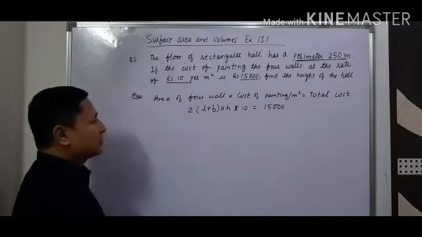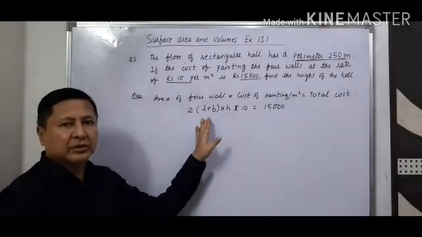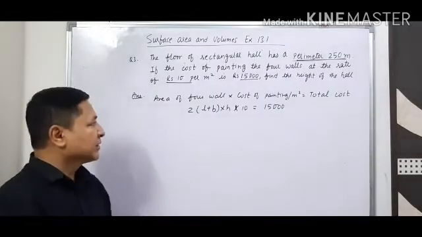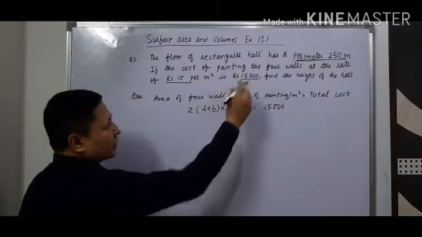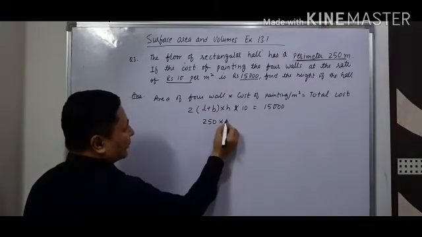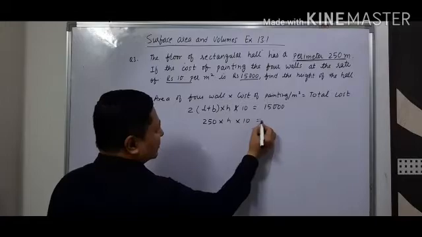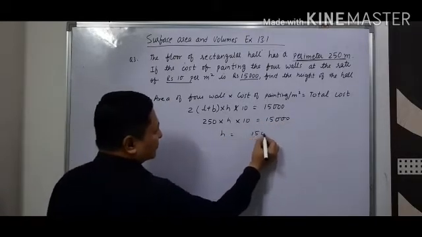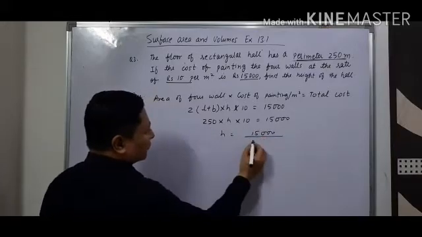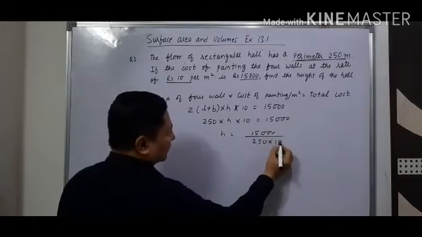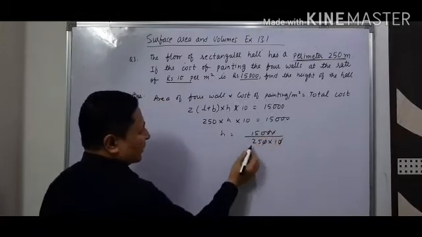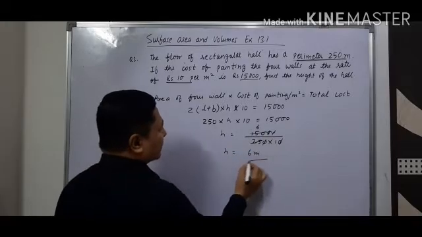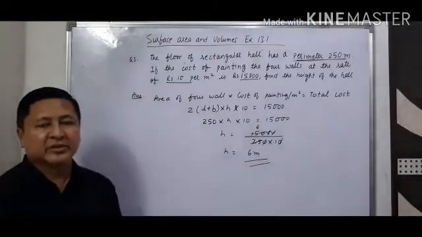And here 2(L plus B) is the perimeter of a rectangular hall. You have studied in the lower class that the perimeter of a rectangle is 2(L plus B). So the perimeter is given as 250 meter, into height, into 10, is equal to 15,000. So H is equal to 15,000 divided by 250 into 10. We'll cancel the zeros, 2 zeros, and 25 sixes are 150. So H is equal to 6 meter. So the height of the hall is 6 meter.